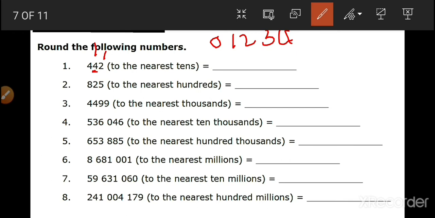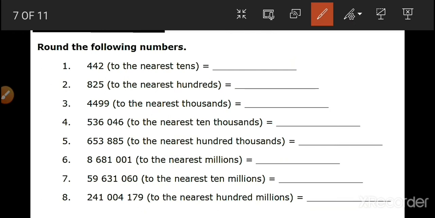Okay, so we can say that we copy the underlined digit 4, and the digit after it turns to 0, and after that you need to copy the digit before the underlined one, so it becomes 440. 442 rounded to the nearest tens becomes 440. Okay, now I want you to do number 2, number 3, number 4, 5, 6, 7, and 8. Okay, pause this video and you can answer on your module.